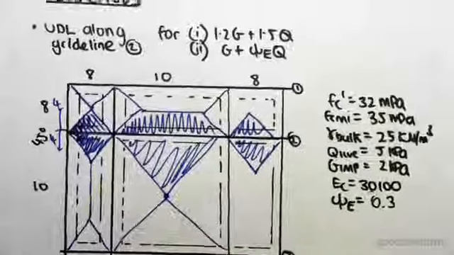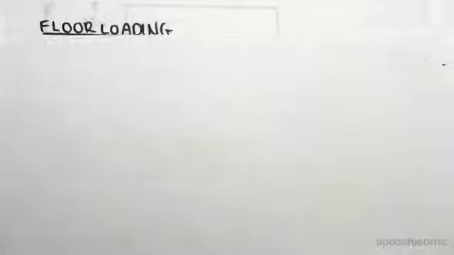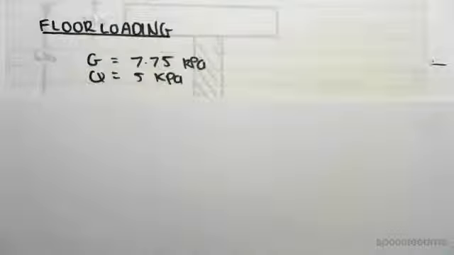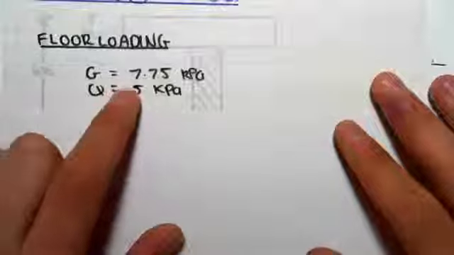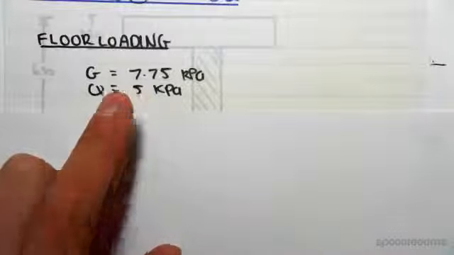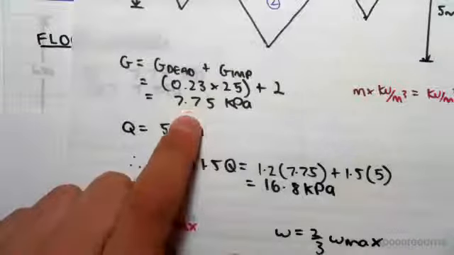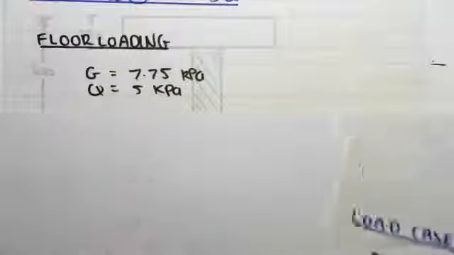So now we're going to be doing the load case g plus 0.3q. So it's the exact same process as the 1.2g plus 1.5q, except the load combination has changed. So for the floor loading, the g is 7.75. We saw that in the previous video. So that's unchanged. The g is still this over here, which is 7.75, and the q is still 5 kPa.